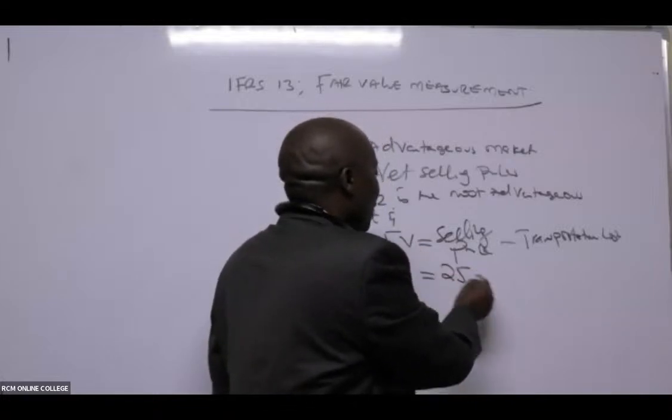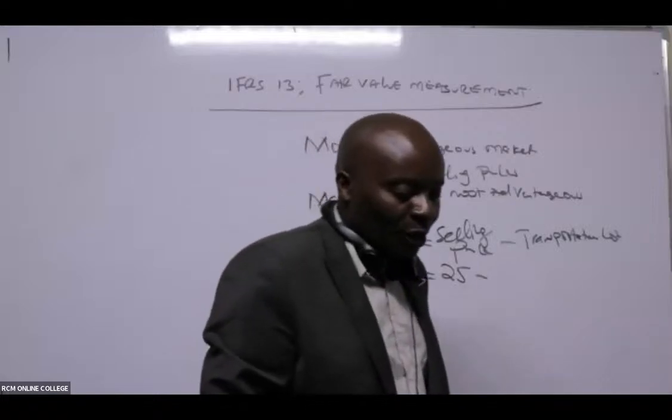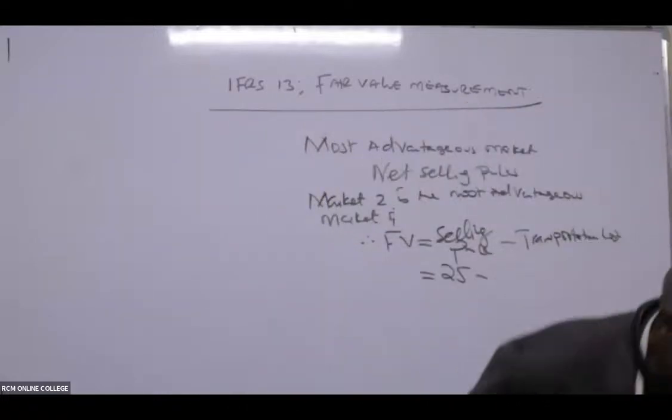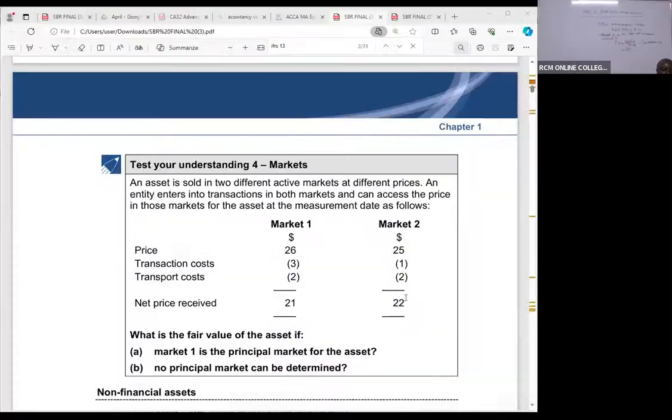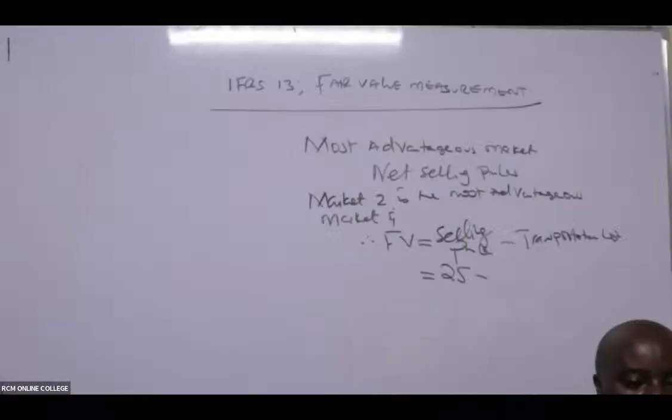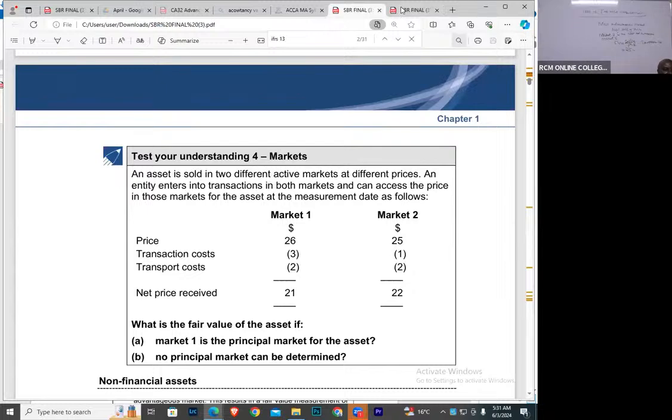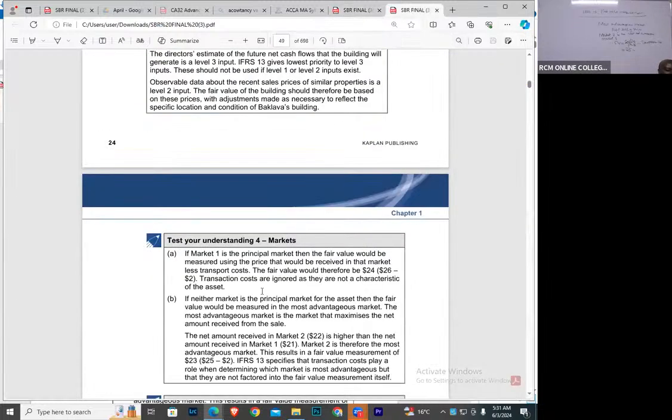So it is 25 minus the transportation cost, which is 2. 25 minus 2 gives me 23. So the fair value there will be 23. And for you to be able to understand what I'm talking about, simply look at the answer. You'll be able to see it even better.